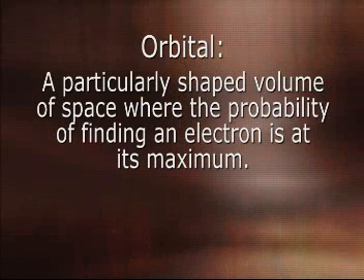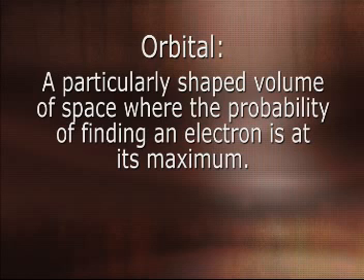In this model, electrons are described in terms of the probability of being found in certain regions of space around the nucleus. These regions of space are called orbitals. Orbitals are defined as a particularly shaped volume of space where the probability of finding an electron is at its maximum.